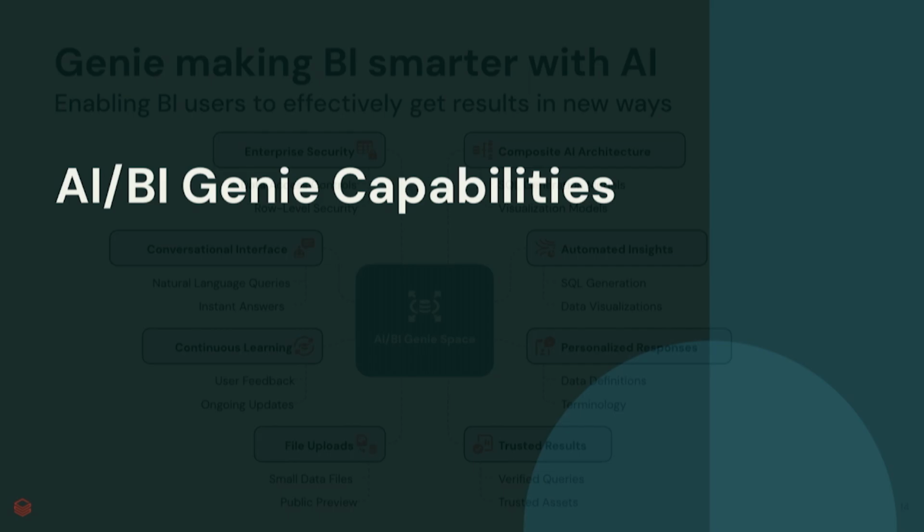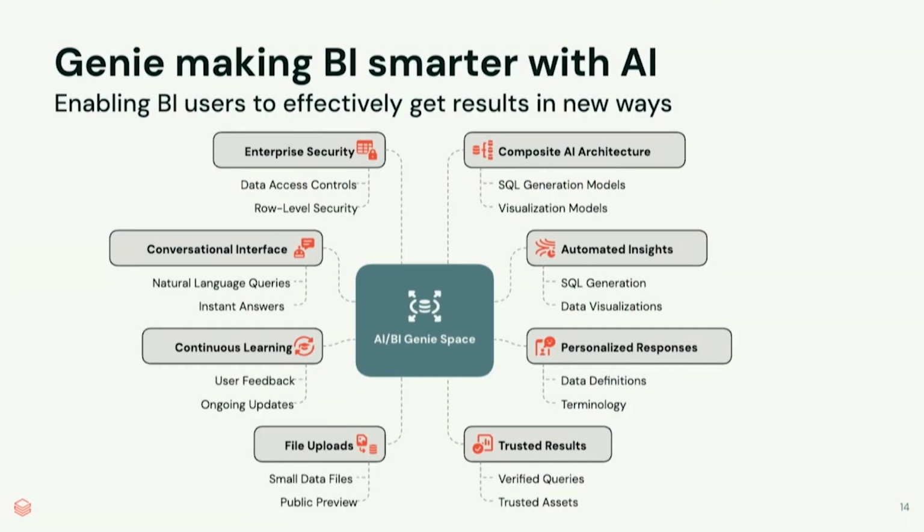The basic premise of Genie is that it is built on a system called compound AI architecture. What that means is it has specialized models that are trained for SQL generation based on the language that you speak, the English sentences that you write, and also combines that with models for data visualization. So when the user asks a question, the answer is almost instantaneous with relevant table information and visual insights for that question.